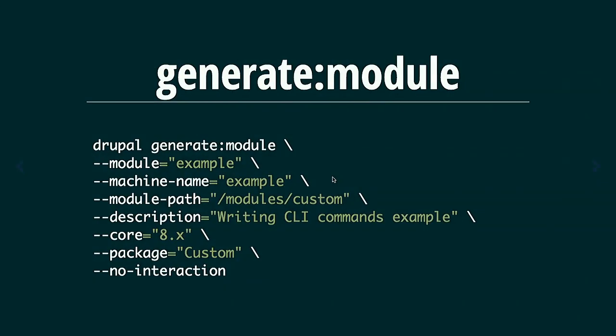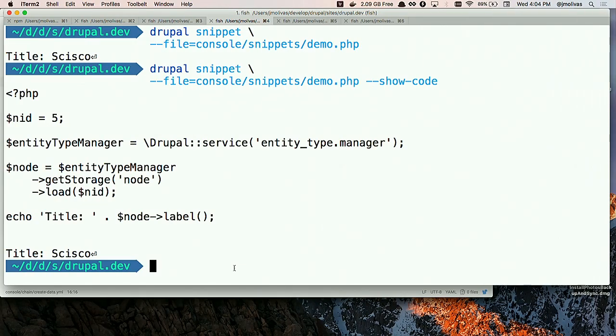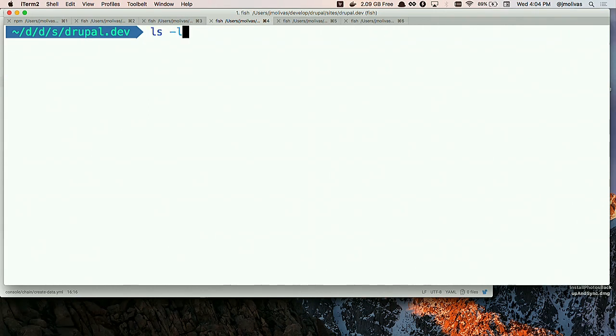So let's jump into generating a new command and see how this looks. As I mentioned before, we have a command to generate commands. I'm going to copy this one. First, in order to generate a command, I need to have a module. So let's look at web modules custom. Okay, we don't have anything here.